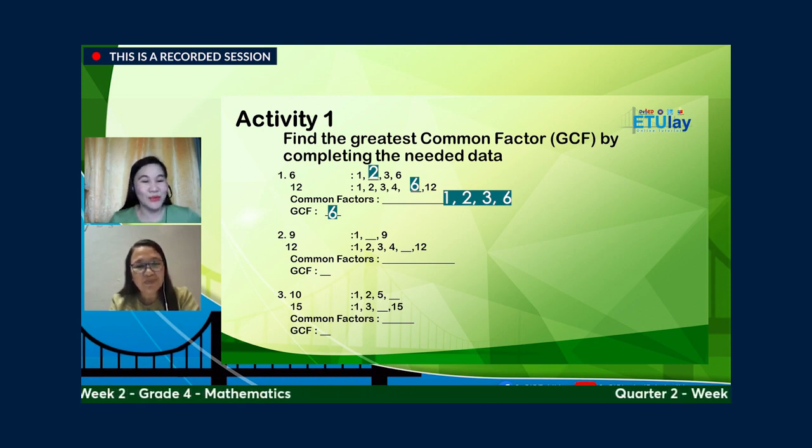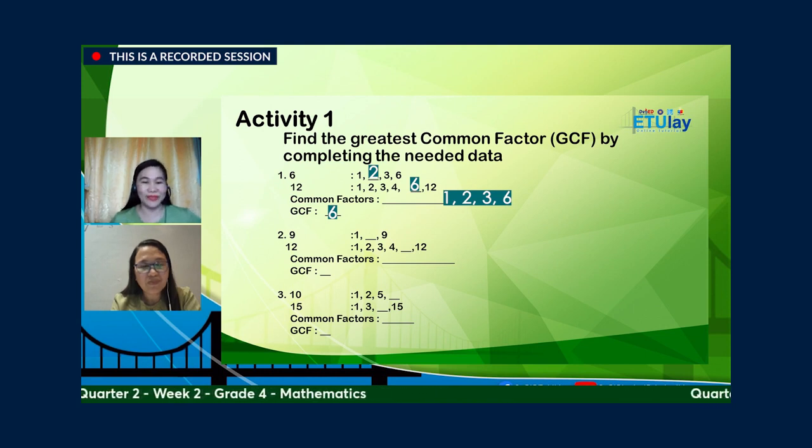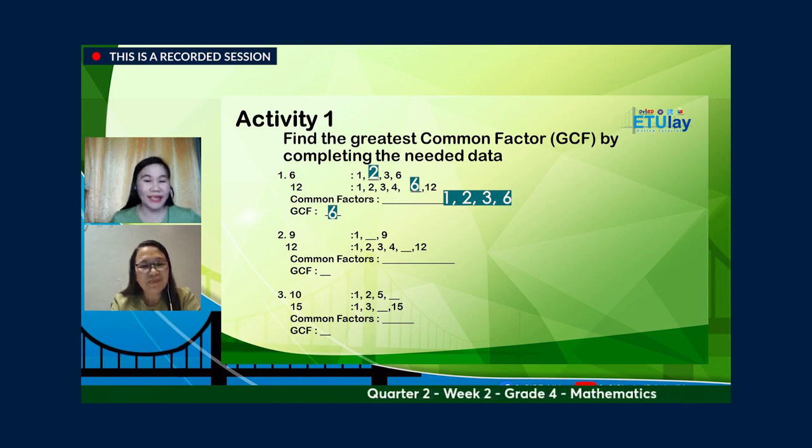At alam ko nakuha ninyo yan. Very good. So let's proceed to number 2. What are our numbers? We have 9 and 12. And what are the missing factors of 9 and 12? So 1, blank, and 9.